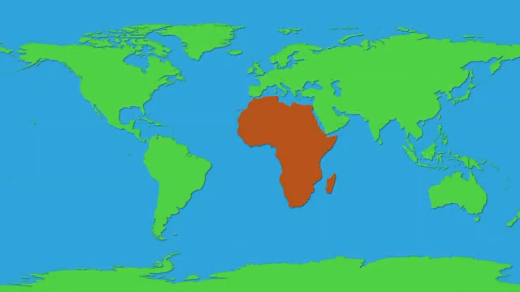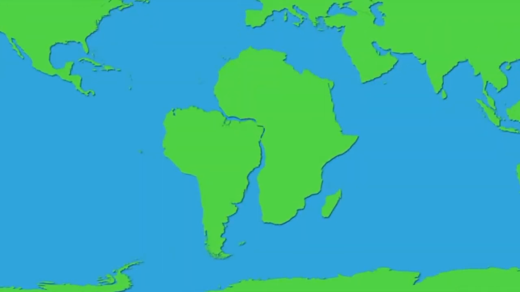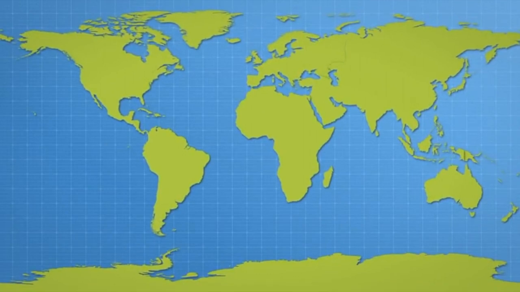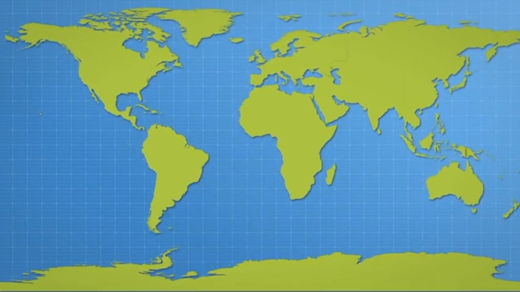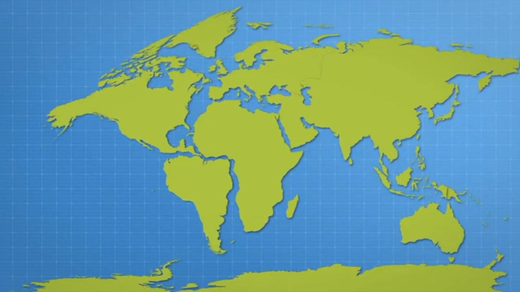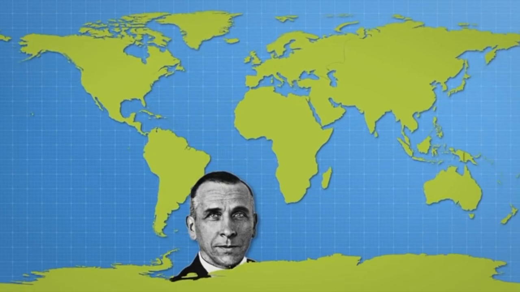Seems obvious now. I mean, just look at it. The notion of moving continents all started with Alfred Wegener. He noticed the continents appeared to fit together almost perfectly like a jigsaw puzzle. And if they used to fit together, that means they must have somehow moved apart.